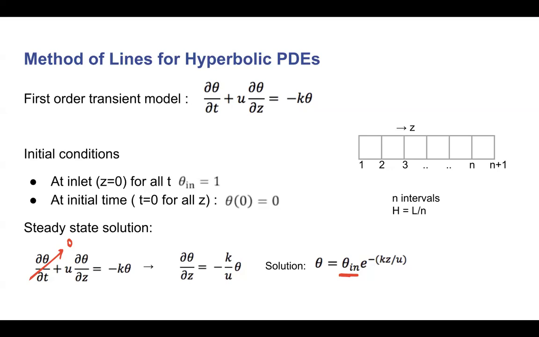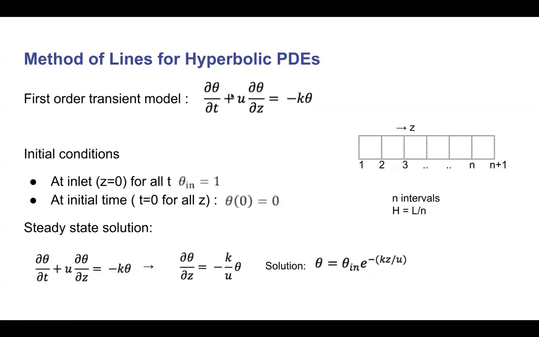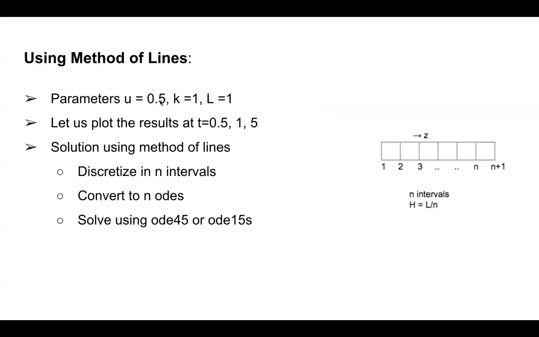Now we can compare our solution to this, but before that, let's see how to solve this using the method of lines. Here I have given some parameters. You have a constant u, I am taking it to be 0.5, k is equal to 1, and the length of the rod is equal to 1. I am only interested in the result at t equal to 0.515. So if I am given particular intervals, what do I do in the ODE solver? The t span I have to only give this. Earlier my t span was 0 to 20.